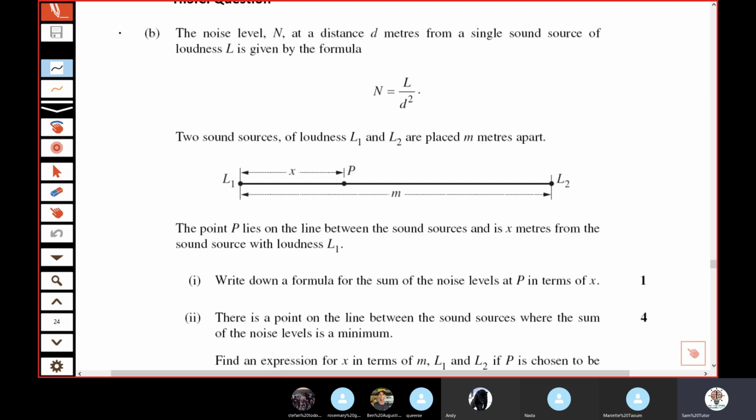Two sound sources, there's two of them, L1 and L2 are placed m meters apart. Yep, I can see that. But the point P lies on the line between the sound sources and is x meters from the sound source with loudness L1.